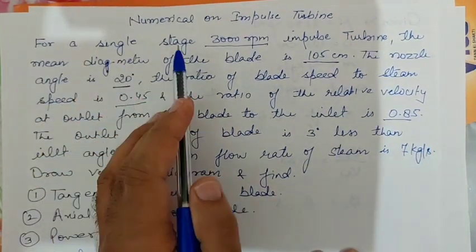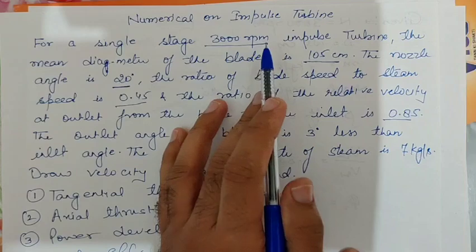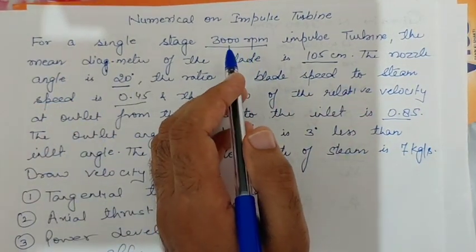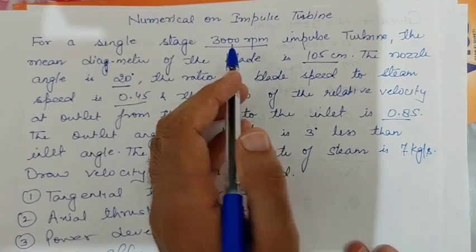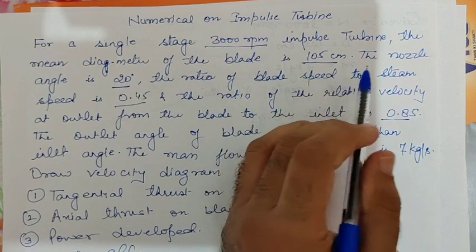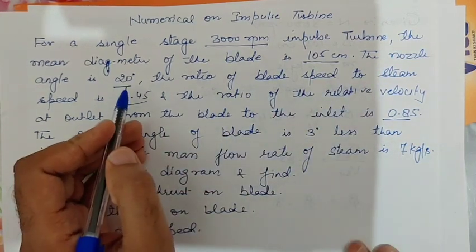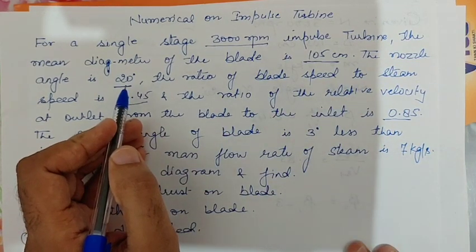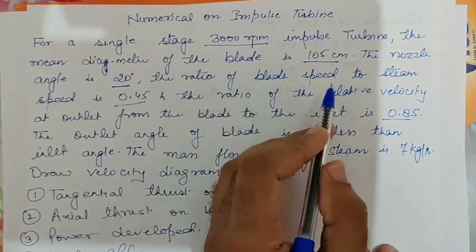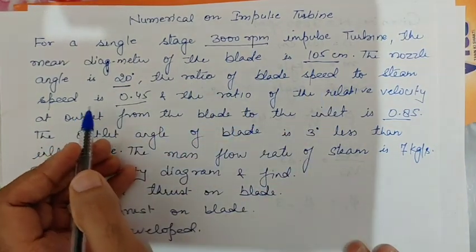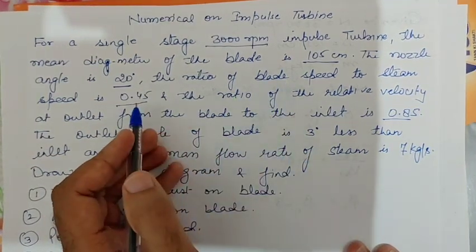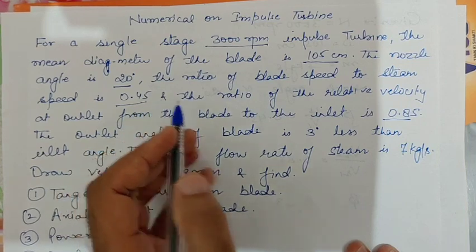For a single stage 3000 RPM impulse turbine, it means the value of N is 3000 RPM. The mean diameter of the blade is 105 centimeter. The nozzle angle is 20 degree, which means alpha 1 is 20 degree. The ratio of blade speed to steam speed is 0.45, it means U by V1 is given as 0.45.